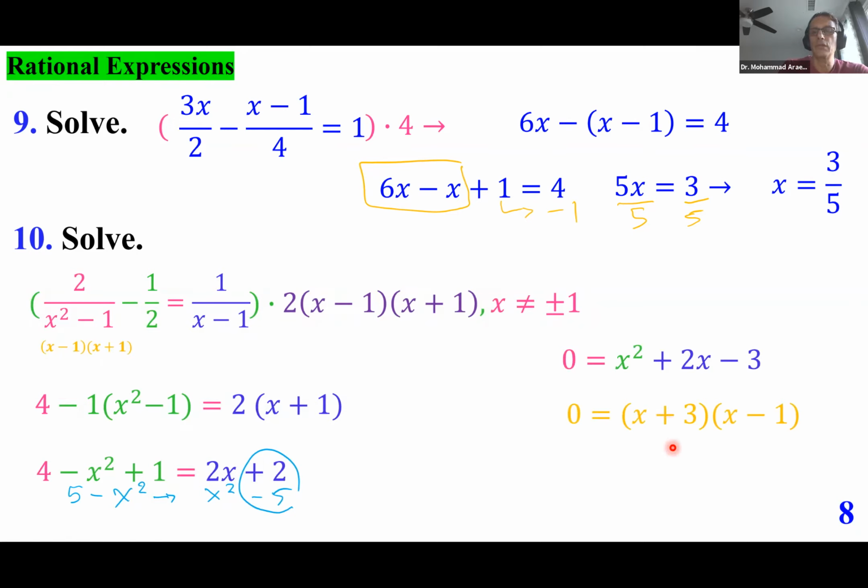This gives us x equals negative 3. This gives us x equals 1. Now it's a good time to check. Here's how you check it. X can't be 1, x can't be negative 1, so this is out. So checking is extremely important when you deal with rational equations.